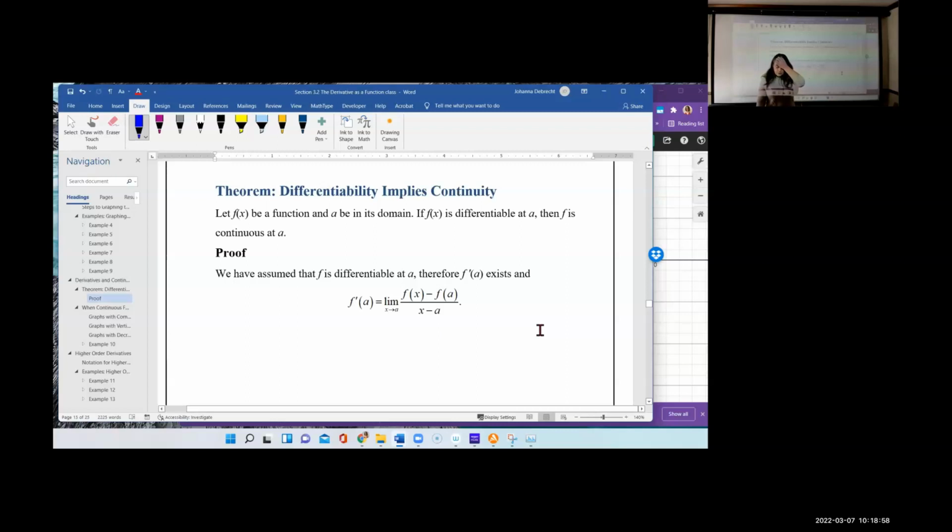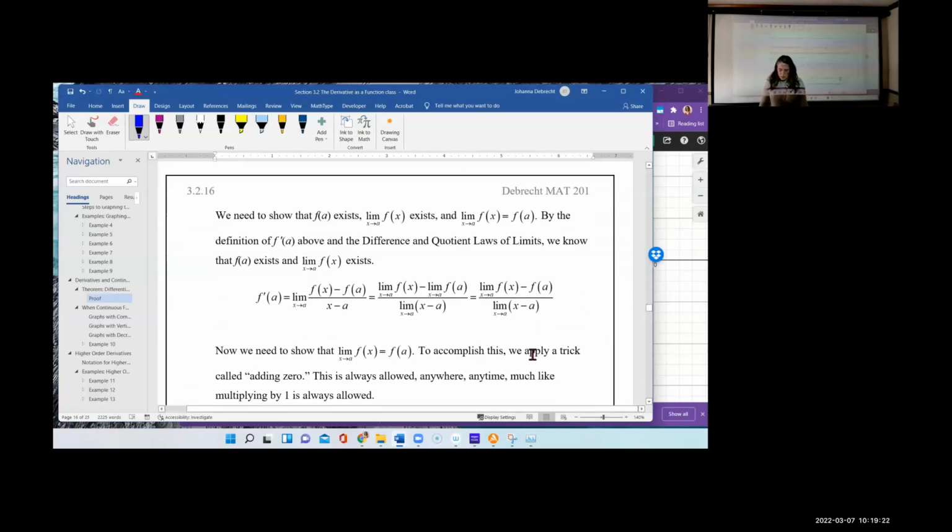Here's a proof of the theorem that differentiability implies continuity. So if we assume that it is differentiable at A, then we're assuming that f prime at A is the limit as x approaches A of f of x minus f of A over x minus A. We're assuming that that exists and is true. If that's true, we need to show that f of A exists, the two-sided limit exists, and that they're equal to each other. We have to show those three things to prove it's continuous.